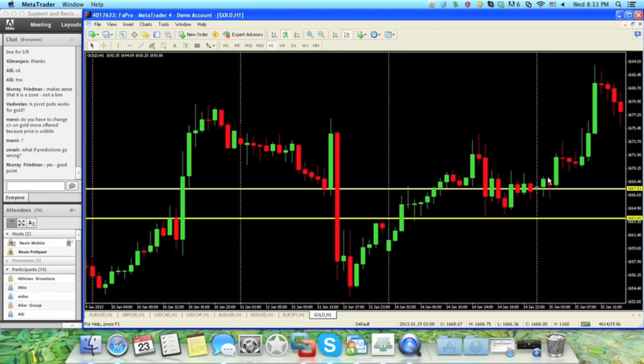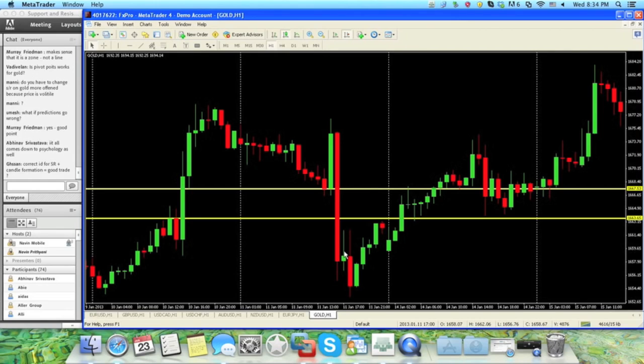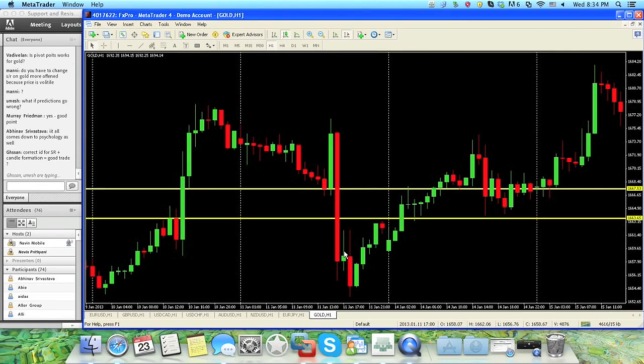What if predictions go wrong? Then you have a losing trade. You cannot expect everything to be perfect, right? You have some bad trades. It's just the nature of trading. And when it goes wrong like this, you see how you have a big candle flying through? So you have to keep your exits ready. It all comes down to psychology. Yes, it definitely does. Psychology is a very big part of it.